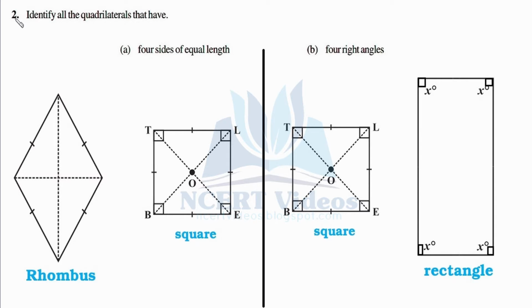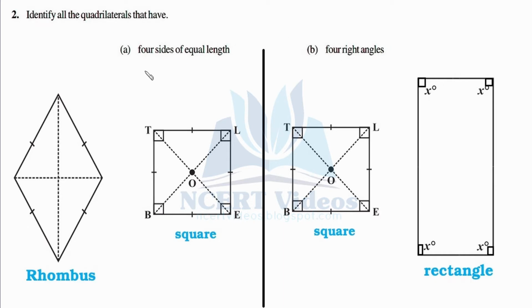Mathematics Class 8th, Chapter 3rd, Exercise 3.4, Understanding Quadrilaterals. Here we are on question number 2nd. Identify all the quadrilaterals that have 4 sides of equal length and 4 right angles. There is nothing much in this question; we just have to identify the quadrilaterals that have such conditions.